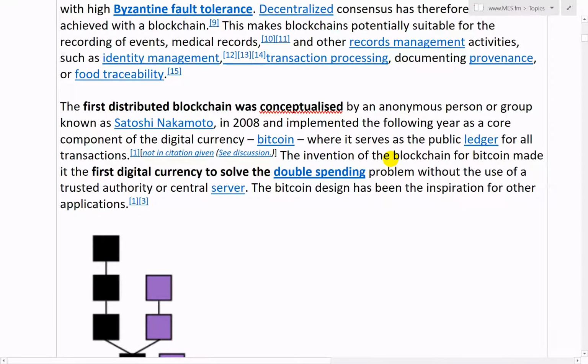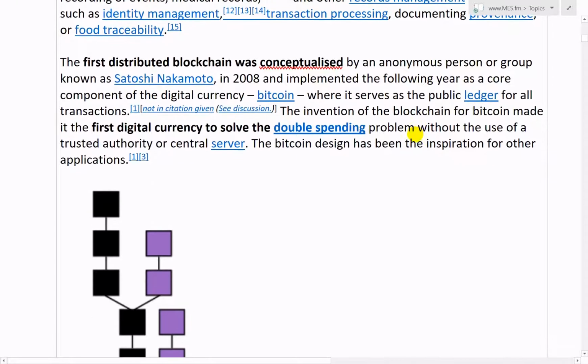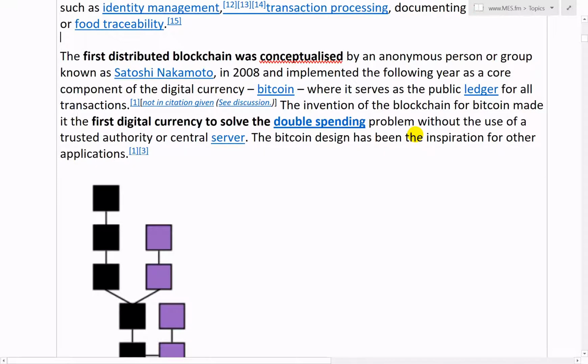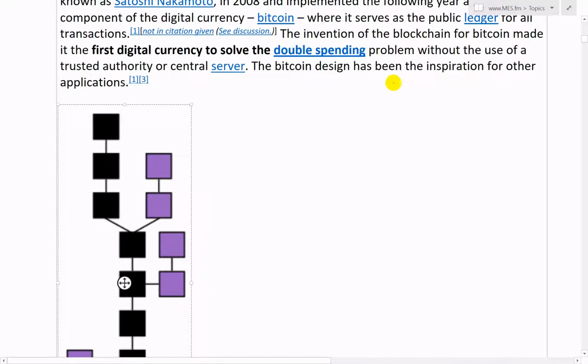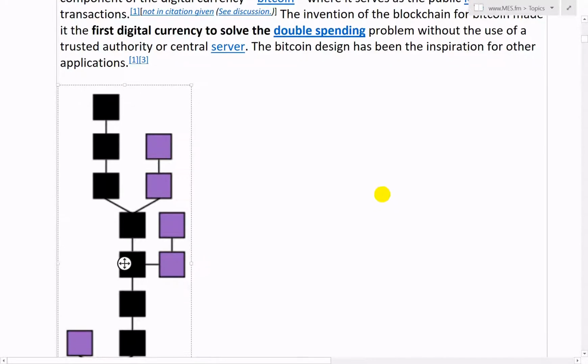a central authority. So the first distributed blockchain was conceptualized by an anonymous person or group known as Satoshi Nakamoto in 2008 and implemented the following year as a core component of the digital currency Bitcoin, where it serves as the public ledger for all transactions. The invention of the blockchain for Bitcoin made it the first digital currency to solve the double spending problem without the use of a trusted authority or central server. The Bitcoin design has been the inspiration for other applications.